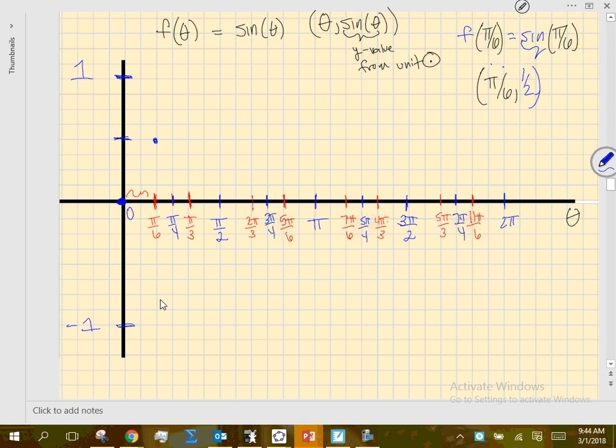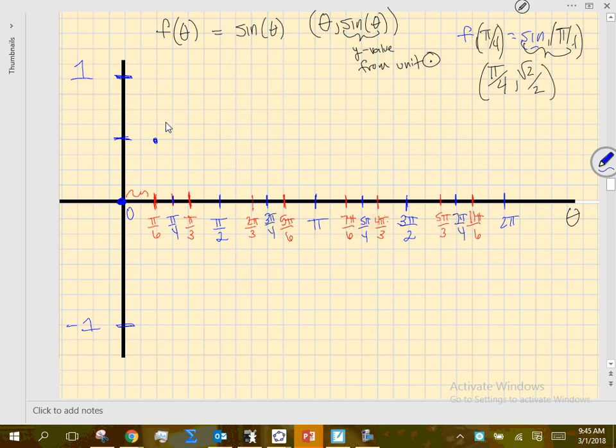Okay? The next one would be pi over 4, right? So I'm going to evaluate f of pi over 4 equals sine of pi over 4. My x-coordinate, or my input coordinate, my horizontal coordinate, however you want to refer to it, is pi over 4, right? If I evaluate sine of pi over 4, what does that give you? Radical 2 over 2.